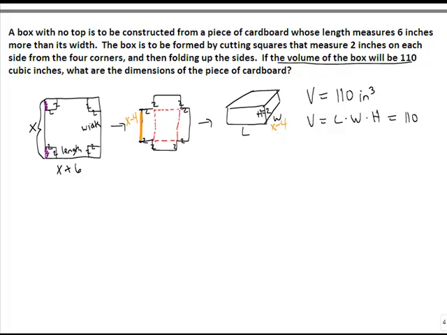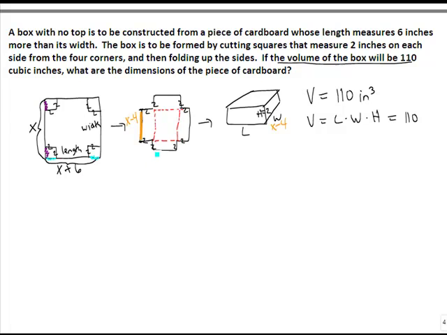To get the length, we're going to do something very similar. We're going to start with the original length, which was x plus 6, and the new length comes from taking away 2 from the left and 2 from the right. So we're going to take away 4 again. 2 from the left and 2 from the right make a total of 4. So we're taking 4 away from the original length of x plus 6.